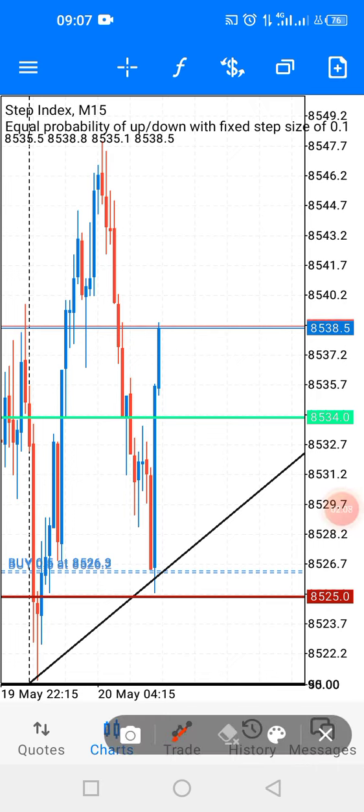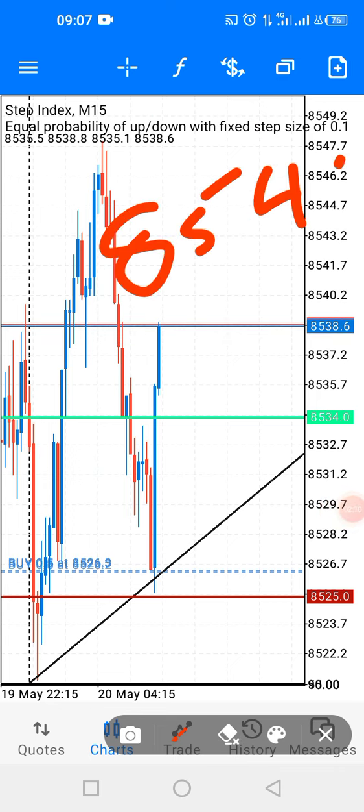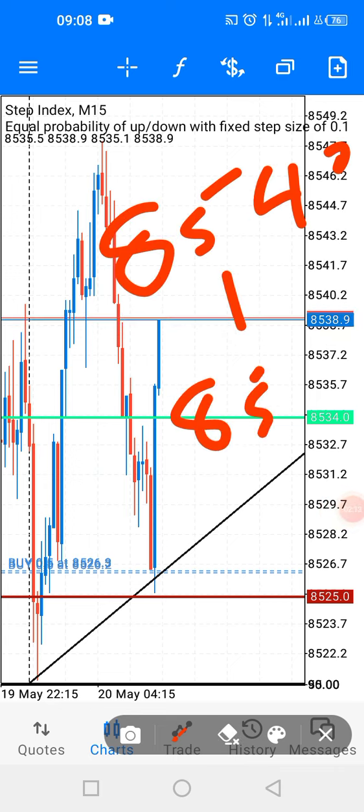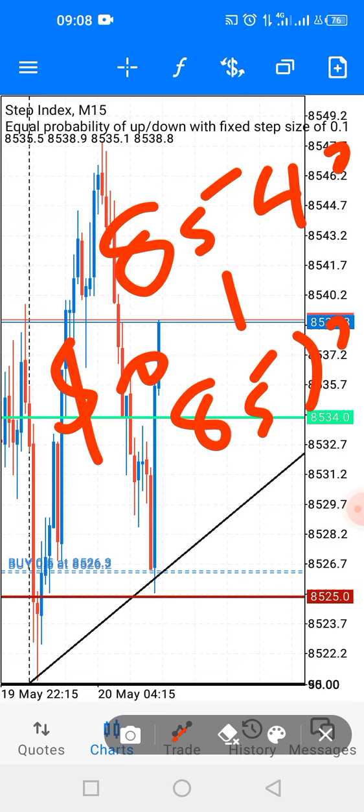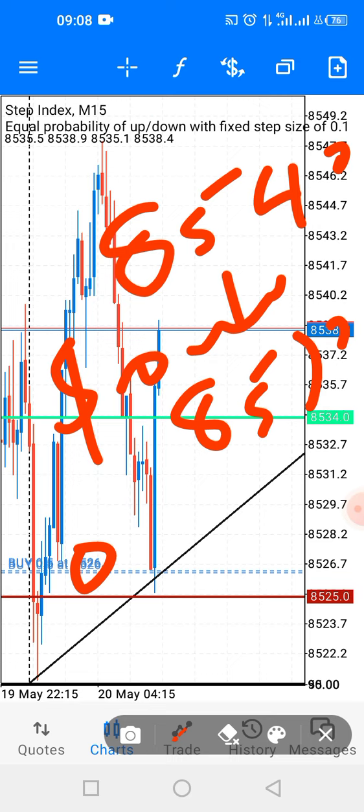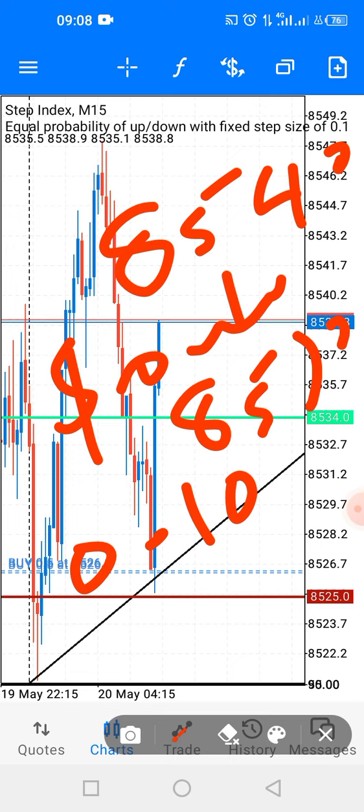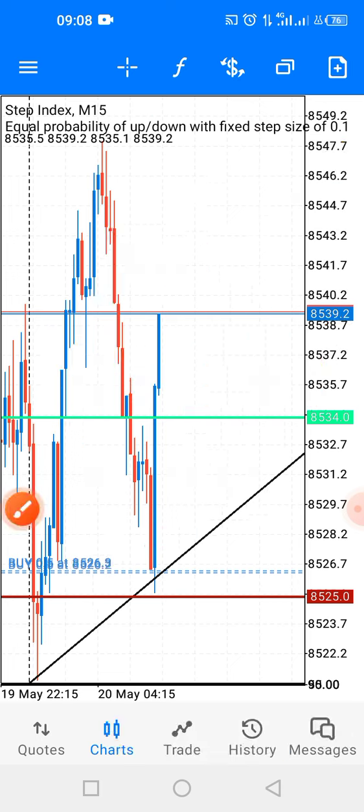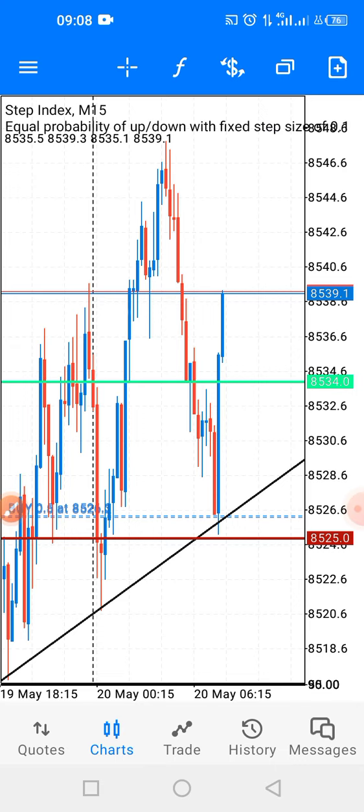So let's assume that from 85.40 of step index down to 85.30 is a 10 point move. Meaning that the 0.10 lot size that you entered, which is the minimum lot size, will give you a $10 move, either in profit or in loss. Okay, so having known that guys, while trading step index, you need to be very careful.